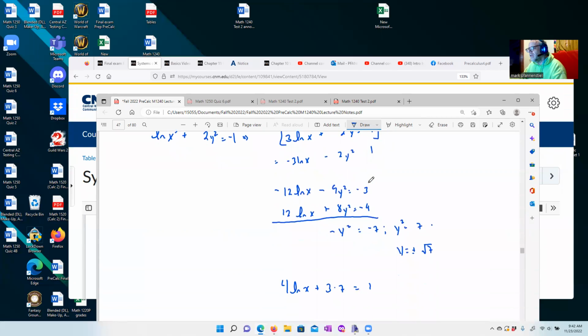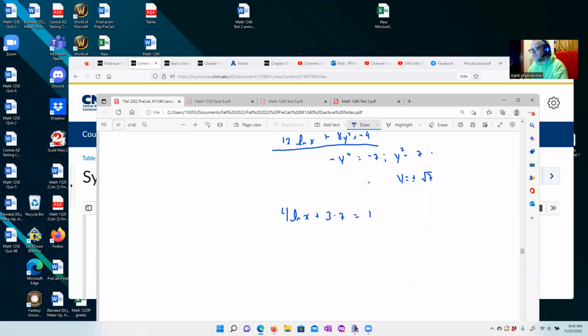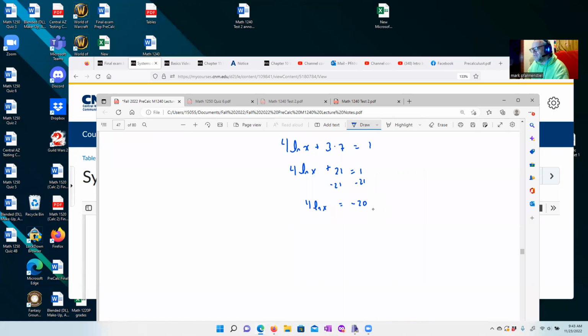3y squared equals 1. And then we have to solve this. So we have 4 ln x plus 3 times 7, which is 21, equals 1. Subtract 21 from both sides. So we have 4 ln x equals 1 minus 21. That's going to be minus 20, I believe. Divide both sides by 4.